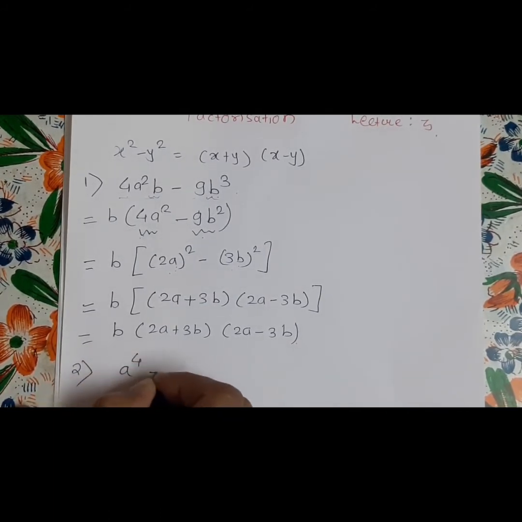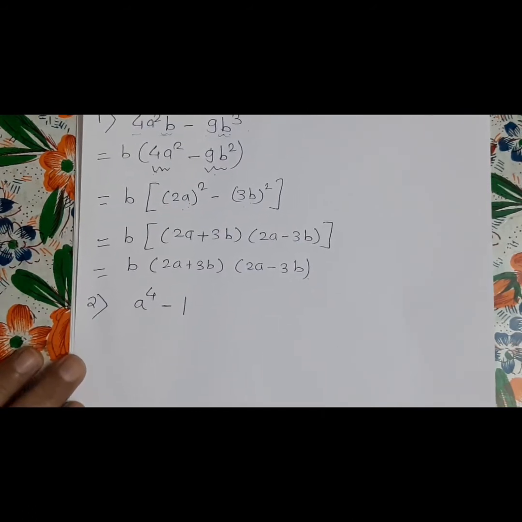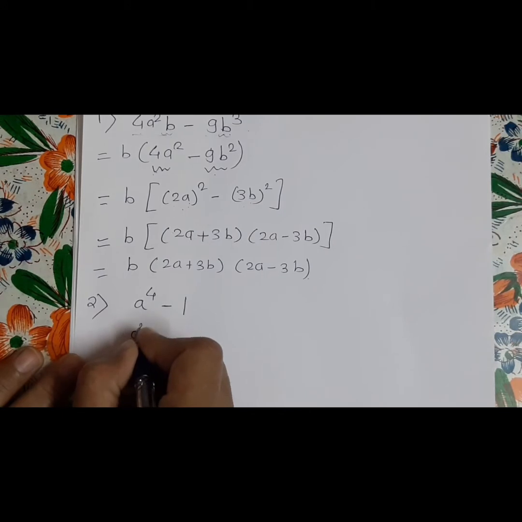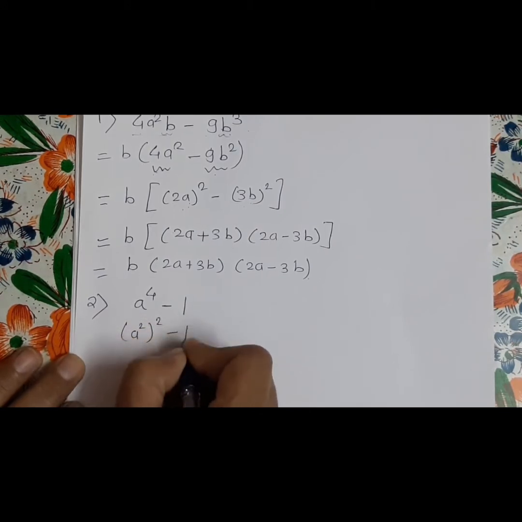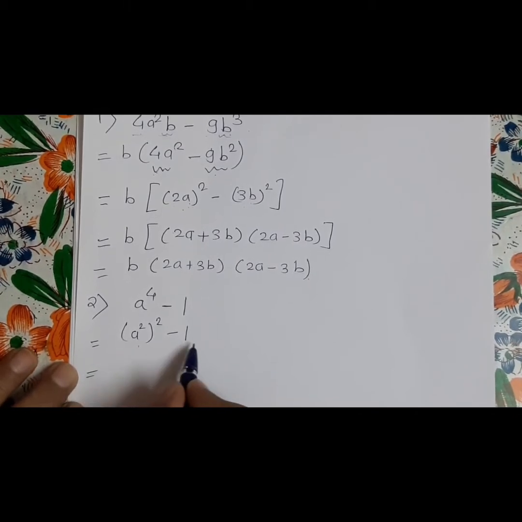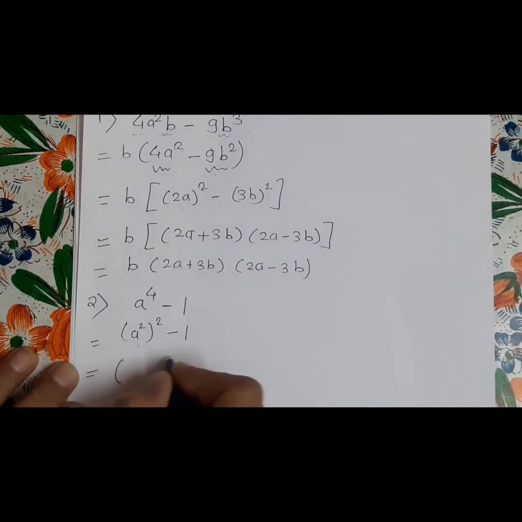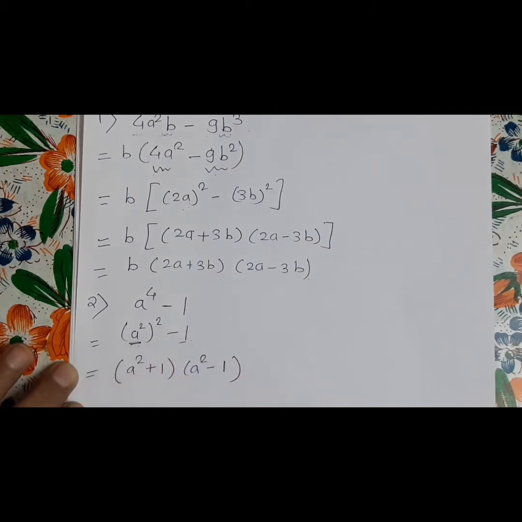Suppose the expression is of this type. It is a raised to 4 minus 1. We know that a raised to 4 means a square whole square, minus 1. Again use the formula x square minus y square is equal to x plus y into x minus y. So by using that formula, we can write the two factors of this expression, a square plus 1 into a square minus 1. So this is x and this is y.